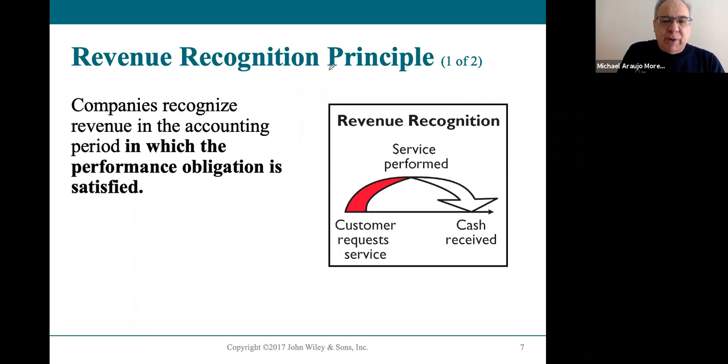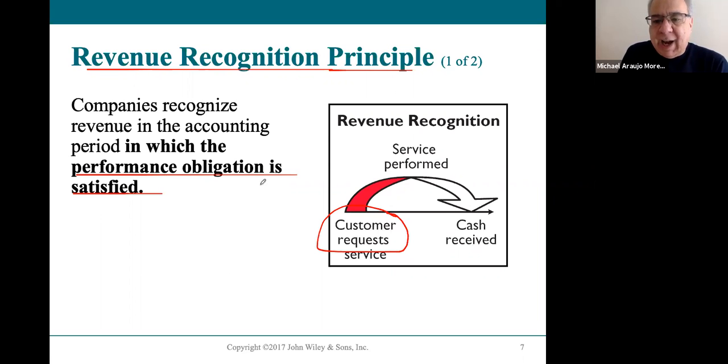Generally accepted accounting principles have principles. One of the most important ones is something called the revenue recognition principle. This is part of GAAP. Corporations have to recognize revenue when they do the work, okay? Not when they get paid for the work, but when they do the work. That's what they have to do.